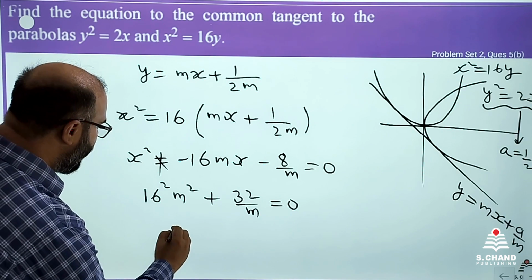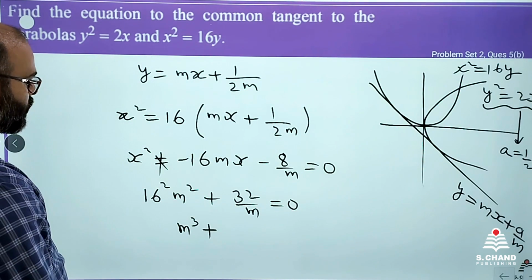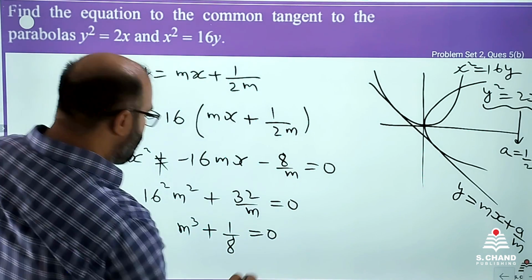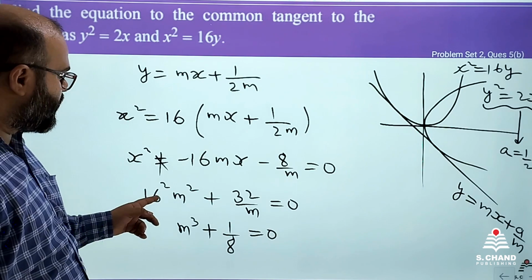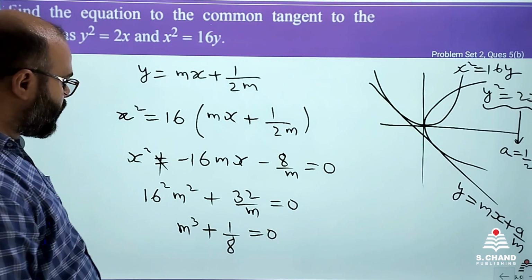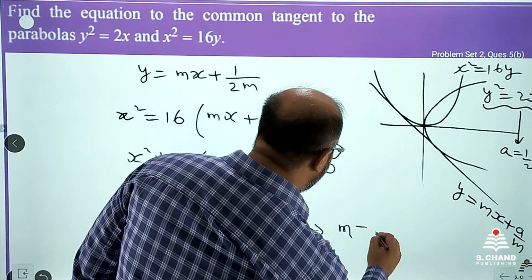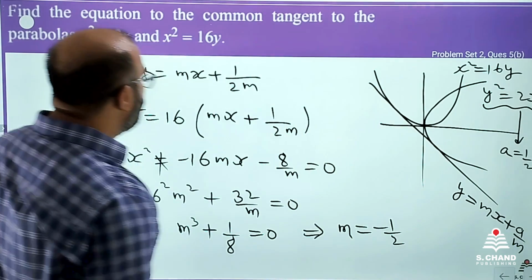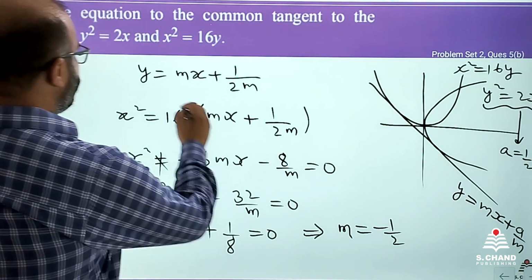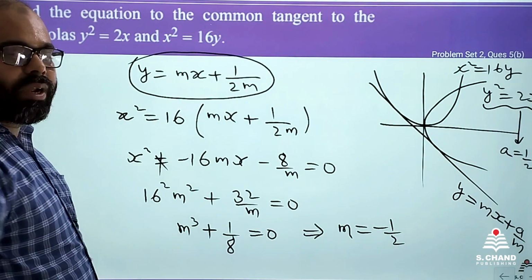So you will write m³ + 1/8 = 0. After calculation you can easily see this is m³ + 1/8 = 0. So m³ = -1/8, so m = -1/2. So this is the slope. Now the equation of the tangent will be, you just replace m = -1/2 here and you will get the answer.